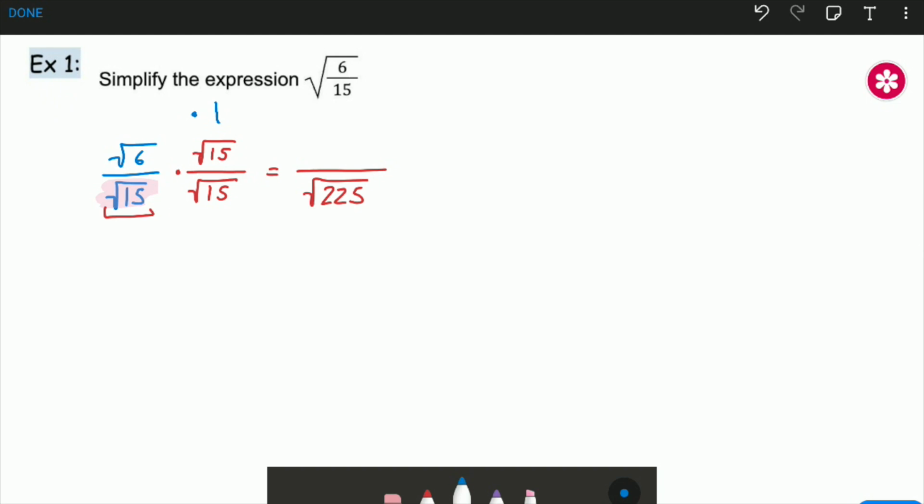So now that we got that out of the way, we're going to multiply the top here. Radical 6 times the square root of 15. So 6 times 15 gives me 90. So we have the square root of 90. Now we just have to go through and break down the radicals. The square root of 225, well, 225 should be a perfect square. It's 15 times 15. I know it's a perfect square because we created it that way.